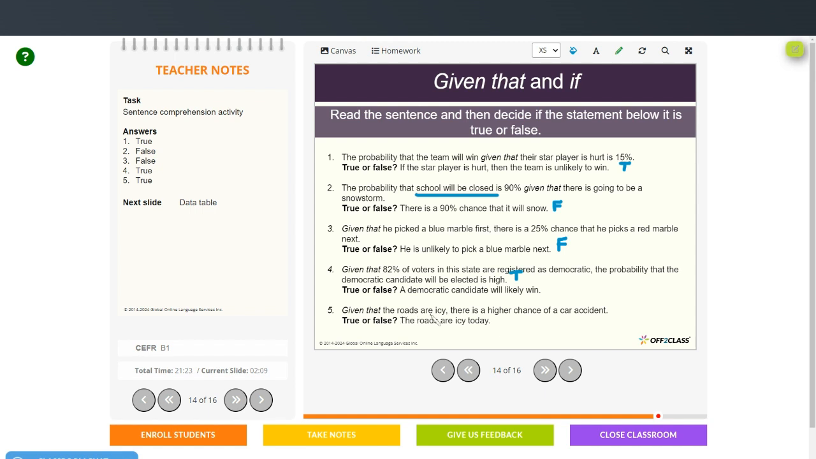Given that the roads are icy, there's a higher chance of a car accident. True or false, the roads are icy today? Well, yes. It says given that the road is icy, so that's the information that we know.